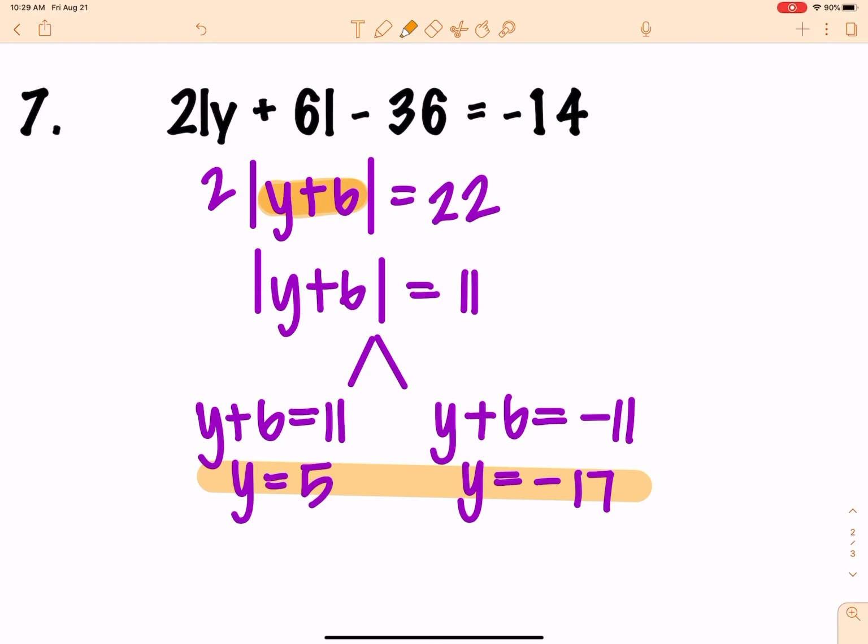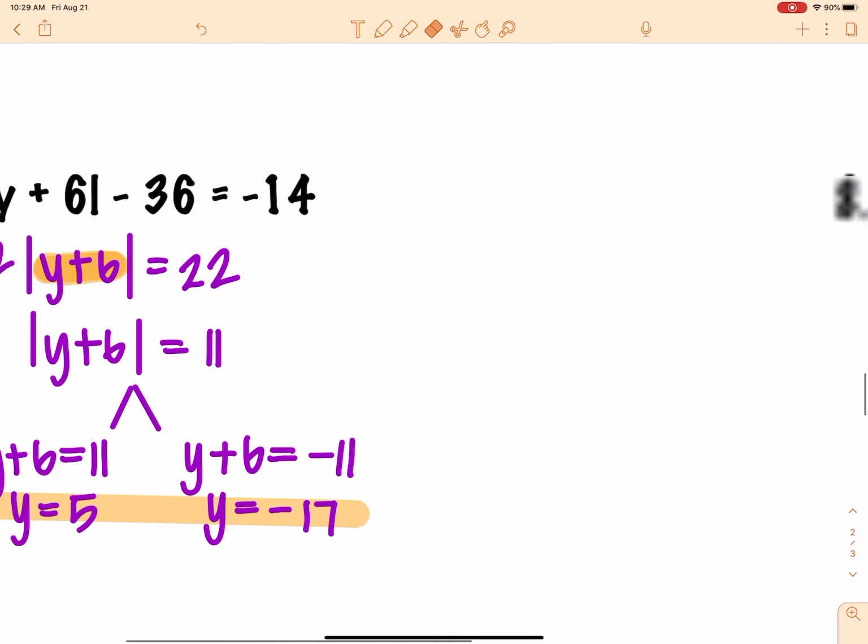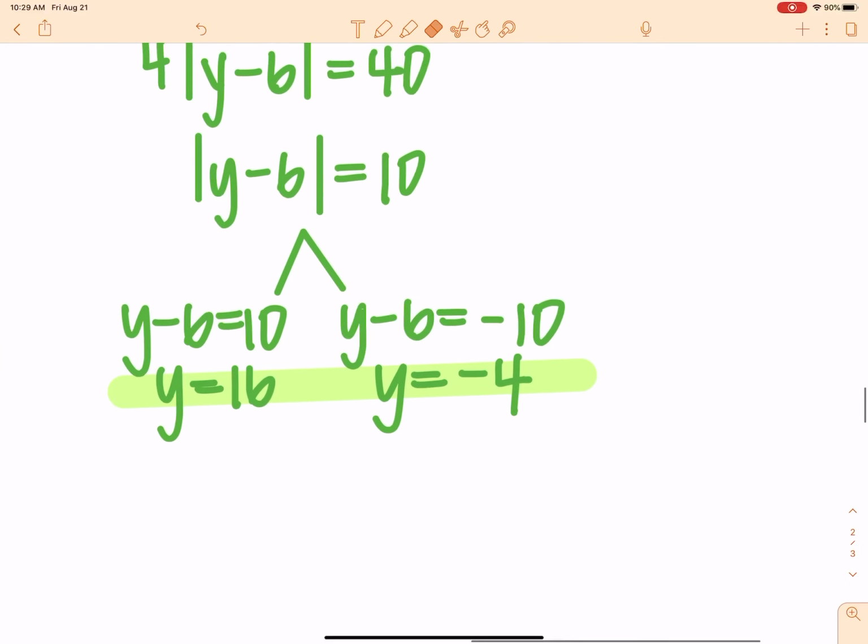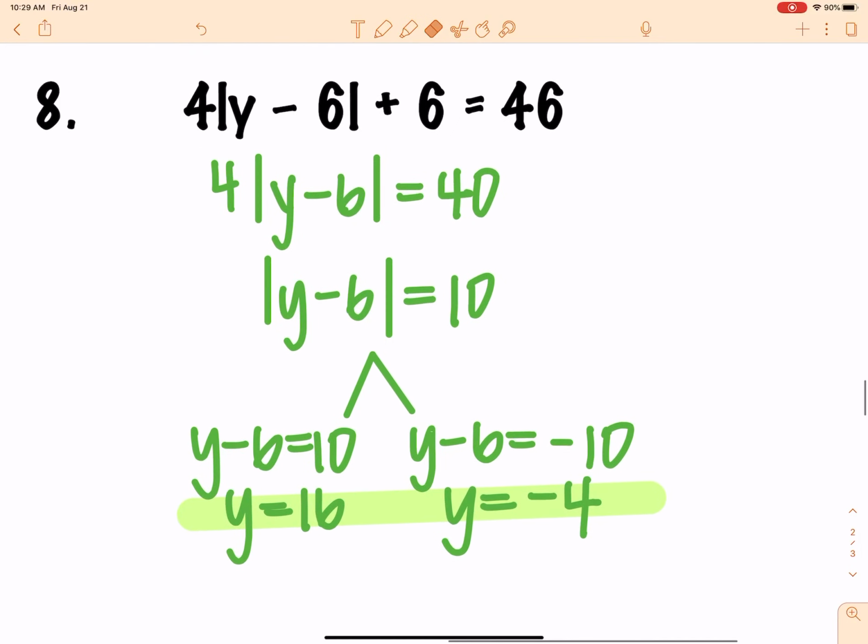So pause here, try number 8 all by yourself, and then you're ready to go in chapter or section 1.4. All right, so your answer to number 8 is going to be 16 and negative 4 as your final answer. Okay, so start those topics for me and be ready for 1.5 in your next section.